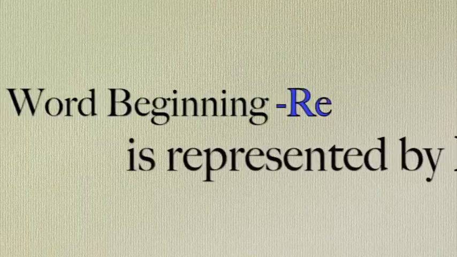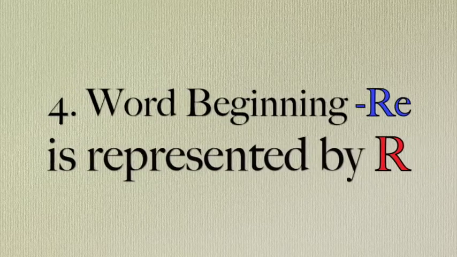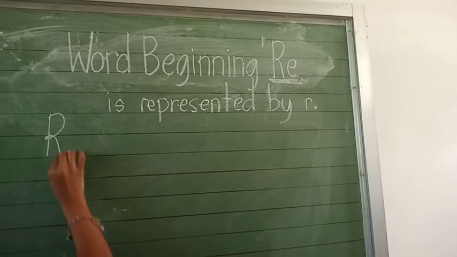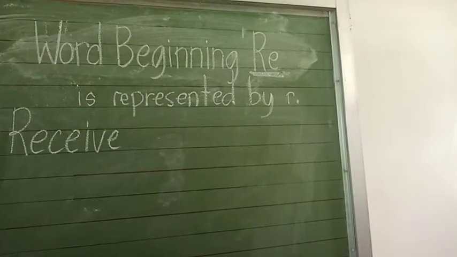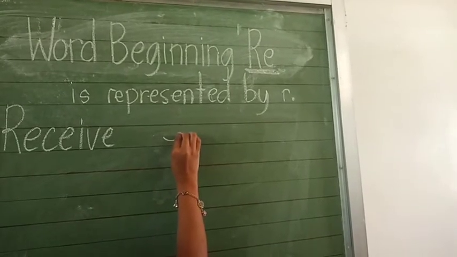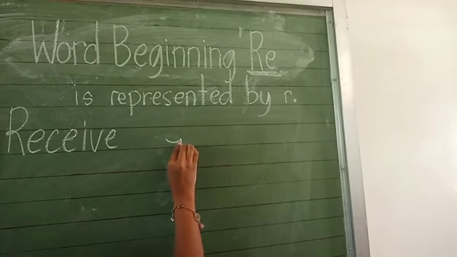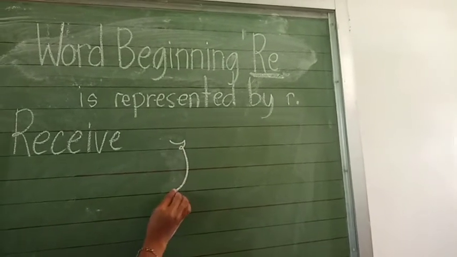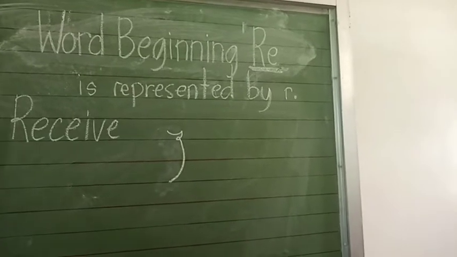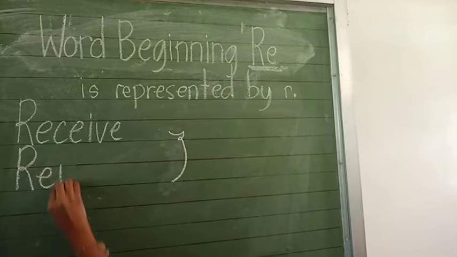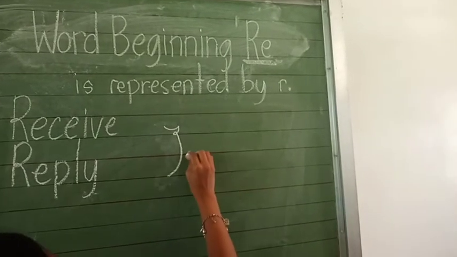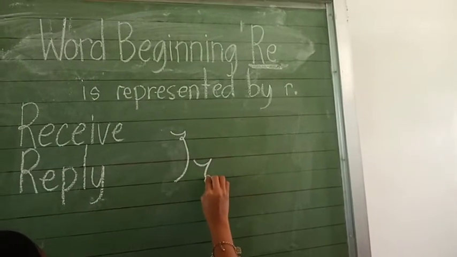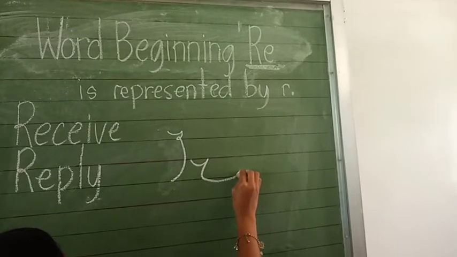Under principle number 4, word beginning re is represented by R. Example, receive is represented by R, S, E, and V. Next, reply is represented by R, P, L, and broken I.